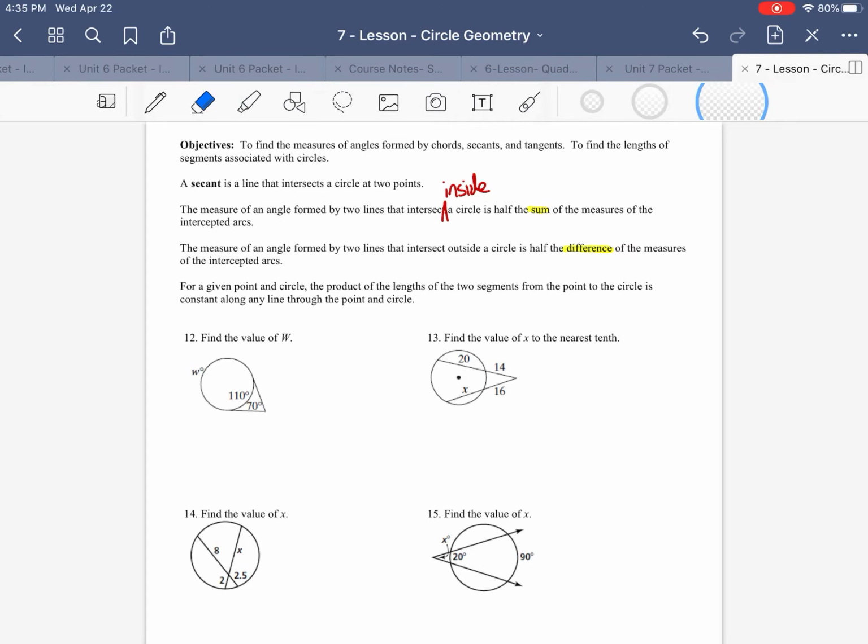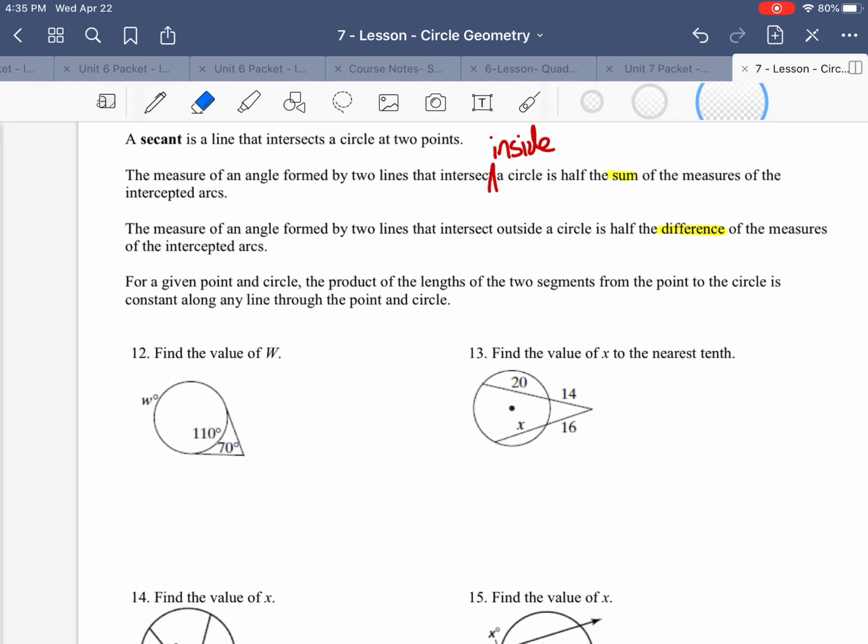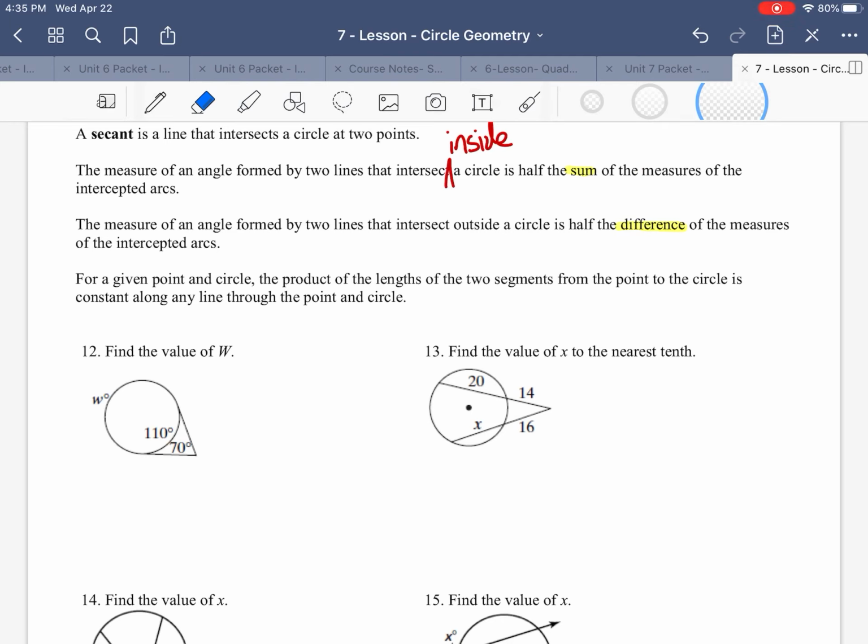So in this video, we're talking about secants and how they relate to circles. Secants are lines that intersect a circle at 2 points. So we have three different relationships, one little typo there. The measure of an angle formed by two lines that intersect a circle is half the sum of the measures of the intercepted arcs. All right, so let's actually tackle problems related to that first.